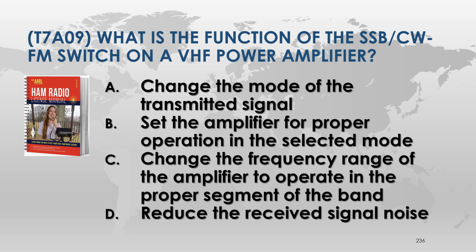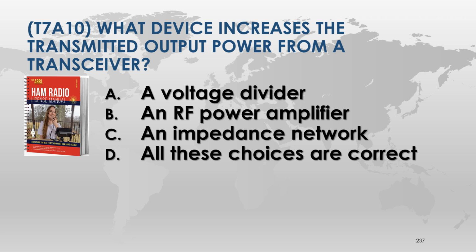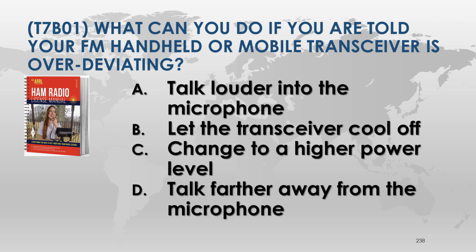What is the function of the single sideband CW-FM switch on a VHF power amplifier? Bravo. Bravo is correct. What device increases the transmitted output power from a transceiver? Bravo. Power amplifier. What can you do if you are told your FM handheld or mobile transceiver is over deviating? Talk into it. Delta. Louder? We want to talk louder? I like Bravo, but it's Delta. Talk farther away from the microphone.